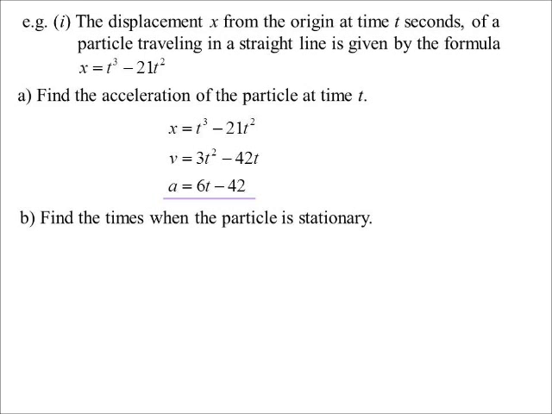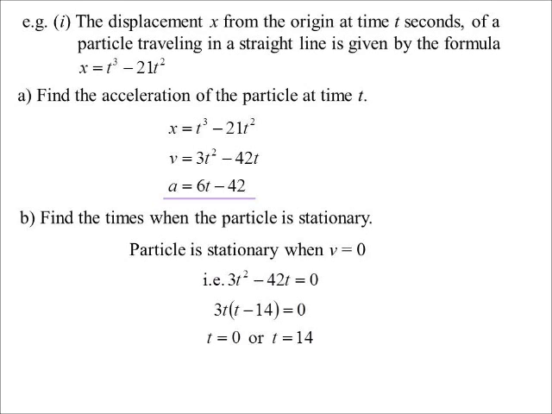So now they want to know when it's stationary. And now we can think of it two ways. We could say it's stationary when the first derivative is equal to 0. Or if we're thinking about motion, it's stationary when the velocity is 0. And obviously it gives us the same thing. Solving that little quadratic, we get two possibilities, t equals 0 and t equals 14.